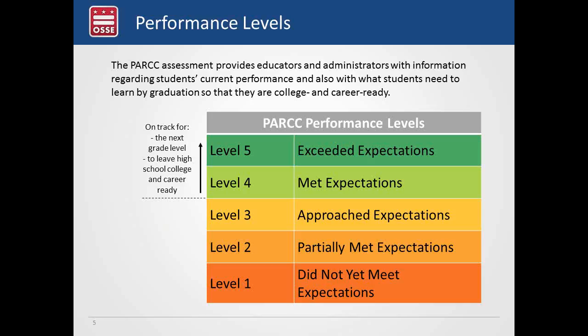If a student receives a level 4 or a level 5, this means that the student is on track for the next grade level and they're also on track to leave high school college and career ready. Level 4 means that the student met expectations, and a level 5 means that the student exceeded expectations.